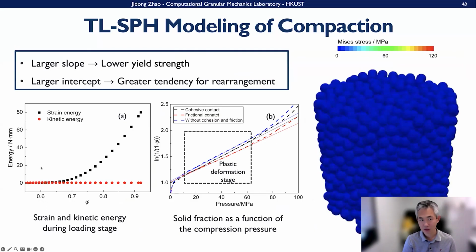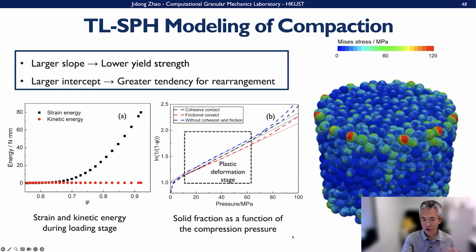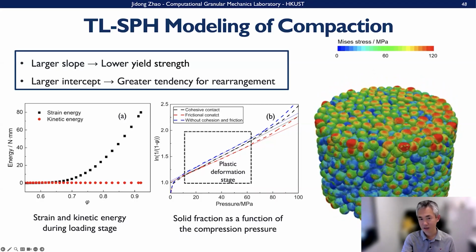These are the monitored energy changes with the relative density here. And then these are the solid fraction as a function of this compression pressure here. Okay, and so the relationship can really give us an insight about how the plastic deformation developed at a certain stage, and then during this decompression process here, and also we can monitor the energy and the density here, right?